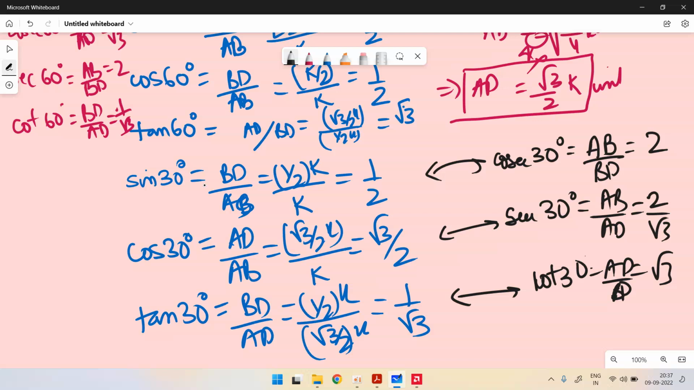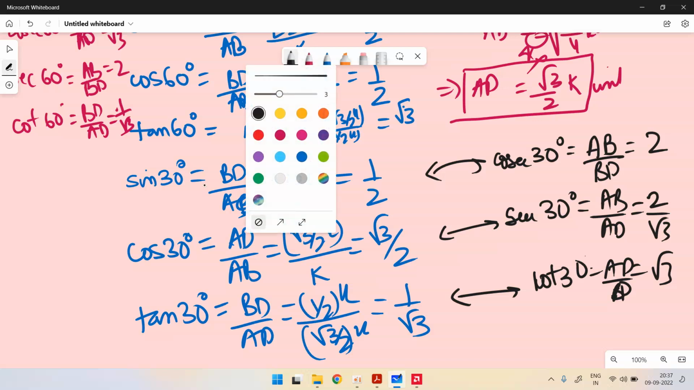So this way you have calculated the ratios of 30 degree, 45 degree and 60 degree. 90 degree and 0 degree I have already told, where the base becomes shorter and the base becomes infinite, or the base becomes 1. I have shown it there. Now directly moving to your exercise question.